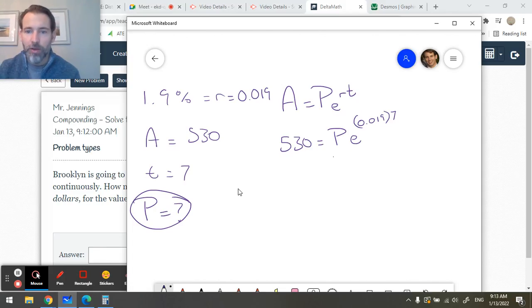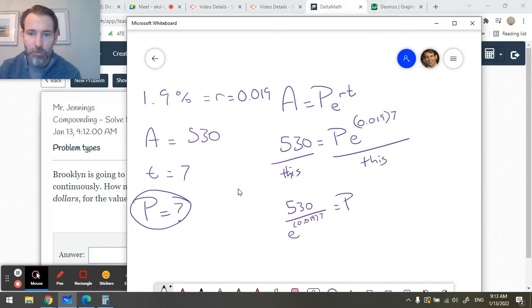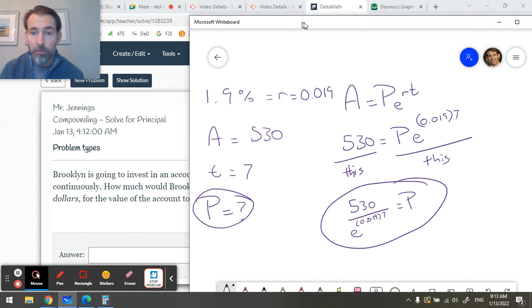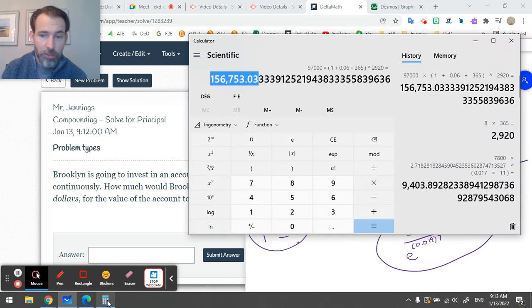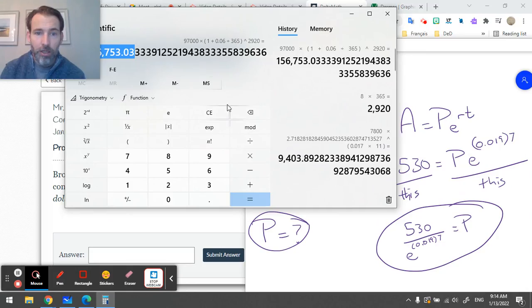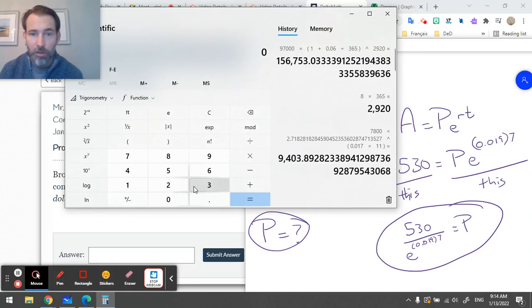All right, now divide both sides by this. Okay, divide by this, so that you get the formula 530 over e to the 0.019 multiplied by 7. That's the answer we're looking for. Punch this on your calculator. Okay, so let's go do that. We're going to move that over there so we can still see it. We can punch it on the calculator. Move that up here. Clear everything out of your calculator, and there's nothing in memory, so that's great.